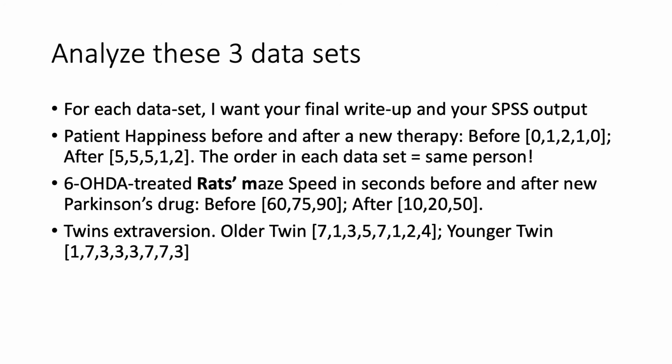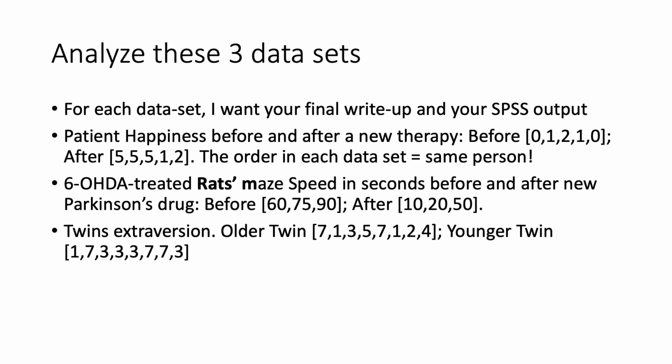6-OHDA treated rats. Those are rats that have a rat model of Parkinson's. We're looking at their maze speed in seconds before and after a new Parkinson's drug. So their speed of completing the maze before the drug was 60 seconds, 75 seconds, 90 seconds. Their speed after is 10, 20, and 50. Now we are expecting speed to go down, right? That's what we are hypothesizing. The drug should make speed go down. That's just what we would expect. A Parkinson's drug is going to increase the ability to complete a maze for these rats. So the ability to complete the maze means less time spent in the maze.